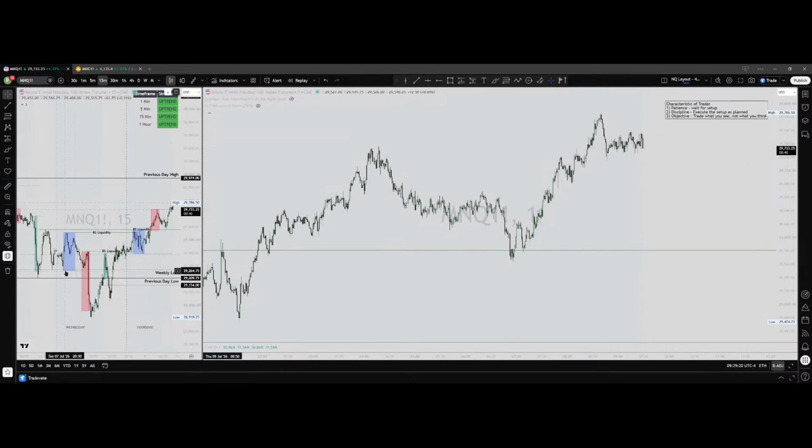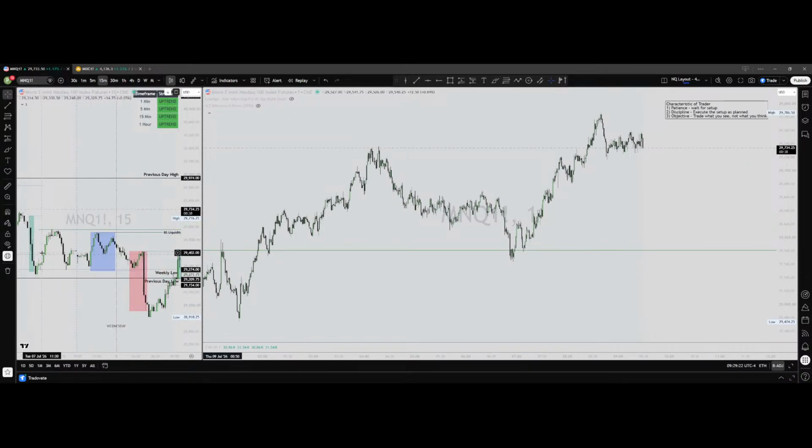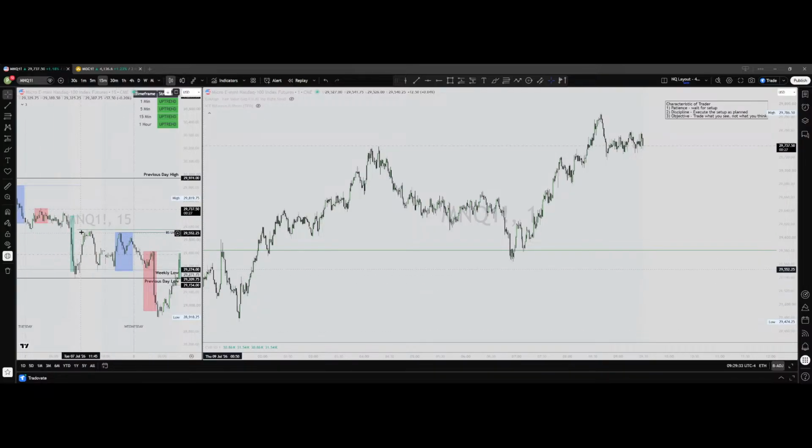Because yesterday, after I left, we were looking for longs going around here. Then after that, it came back down again as well. Now watch from where price came down.